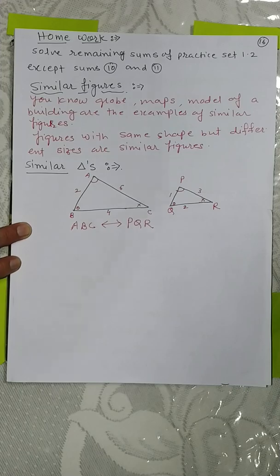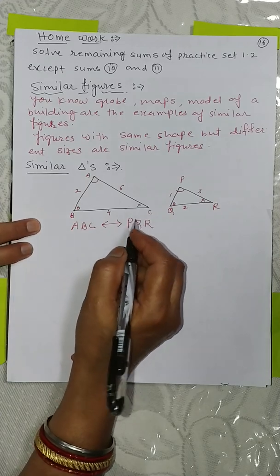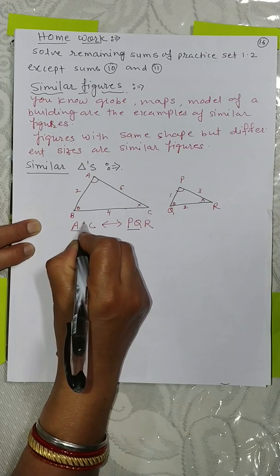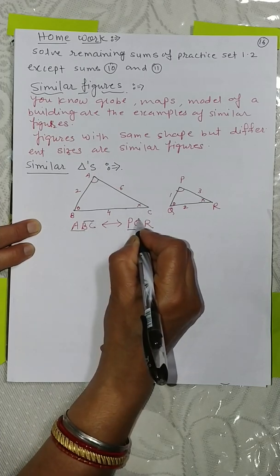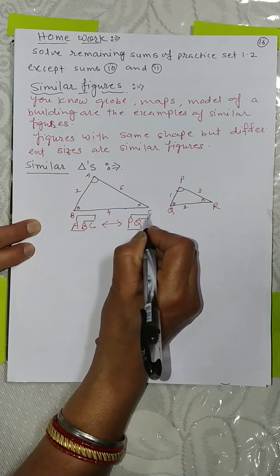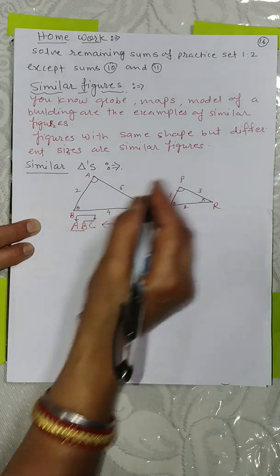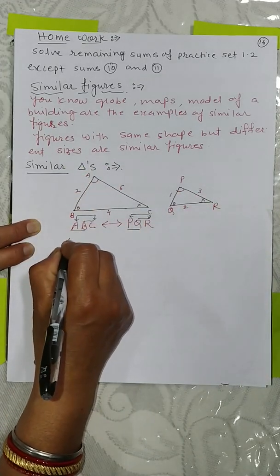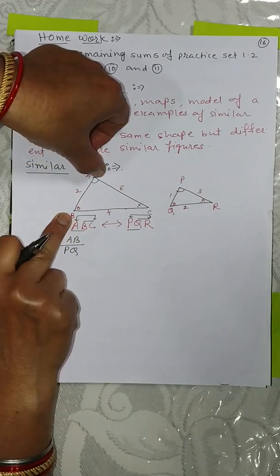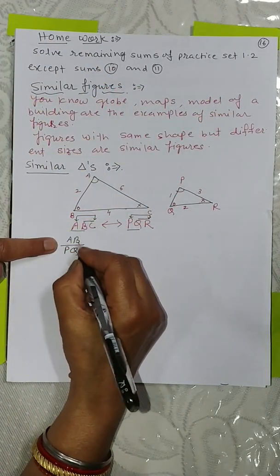Now see here, the 1-1 correspondence is ABC corresponds to PQR. So if we consider this side AB, then here the side is PQ. If we consider BC, then QR, and if we consider AC, then it is PR. So these are the sides. Now first we have to find out the ratio of the sides. Here AB upon PQ. If AB is the side of this triangle, then its corresponding side is PQ.